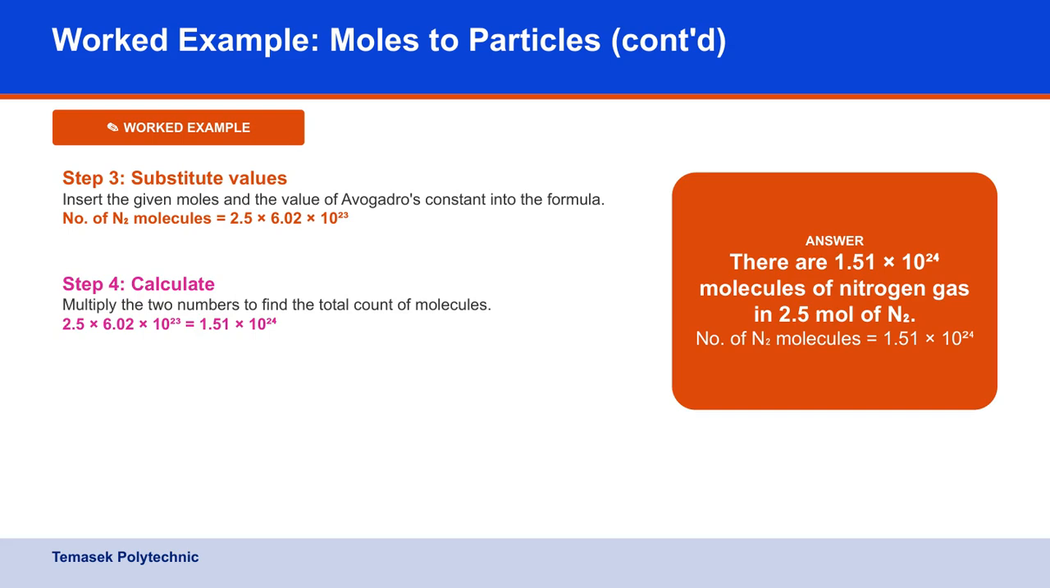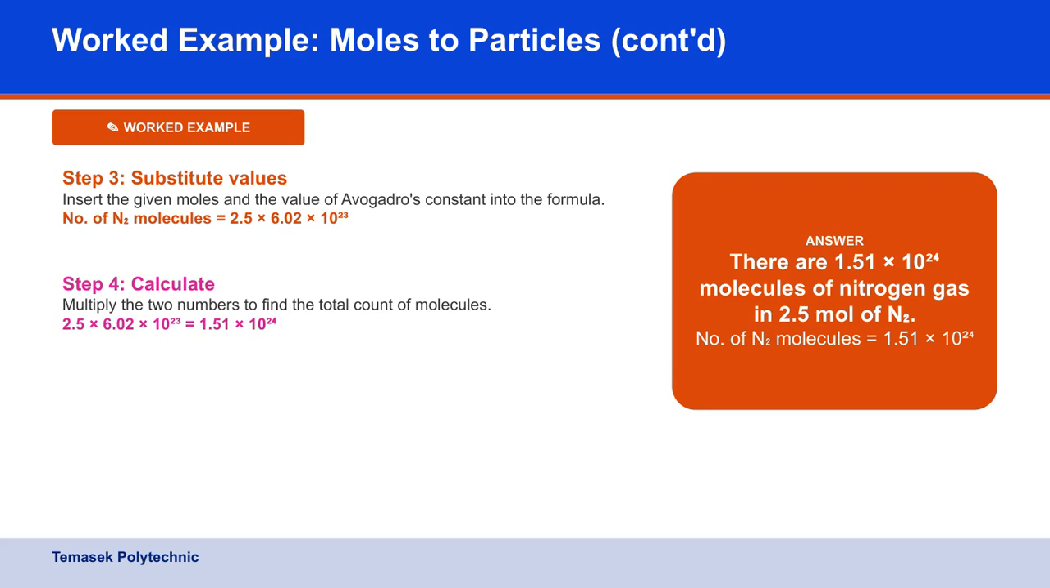All right, let us continue from where we left off. In step 3, we substitute our values directly into the formula. We have 2.5 moles of nitrogen gas, and we multiply that by Avogadro's constant, which is 6.02 times 10 to the power 23. In step 4, we carry out the multiplication.